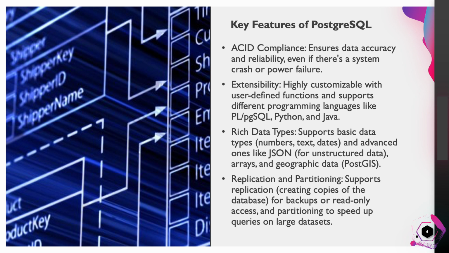Rich data types: supports basic data types such as numbers, text, and date, and advanced ones like JSON for unstructured data, arrays, or geographic data. Replication and partitioning: supports replication for backups or read only access and partitioning to speed up queries on large databases.